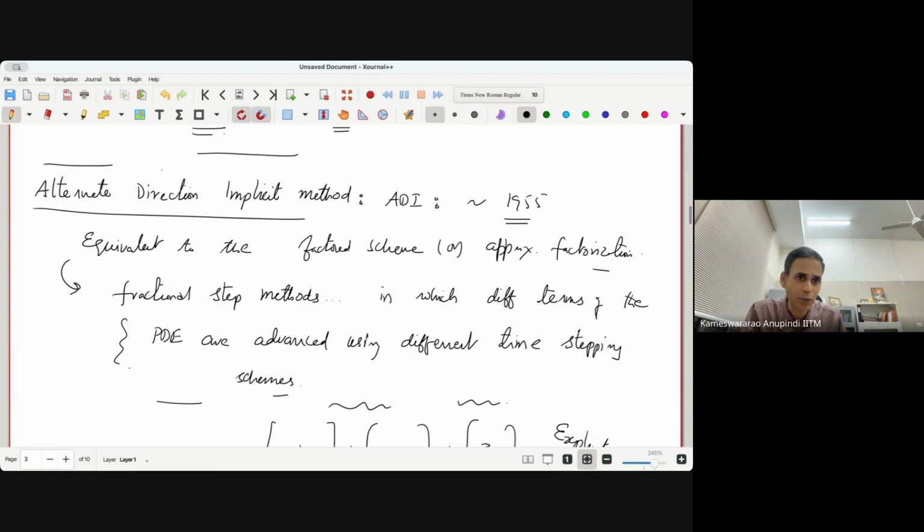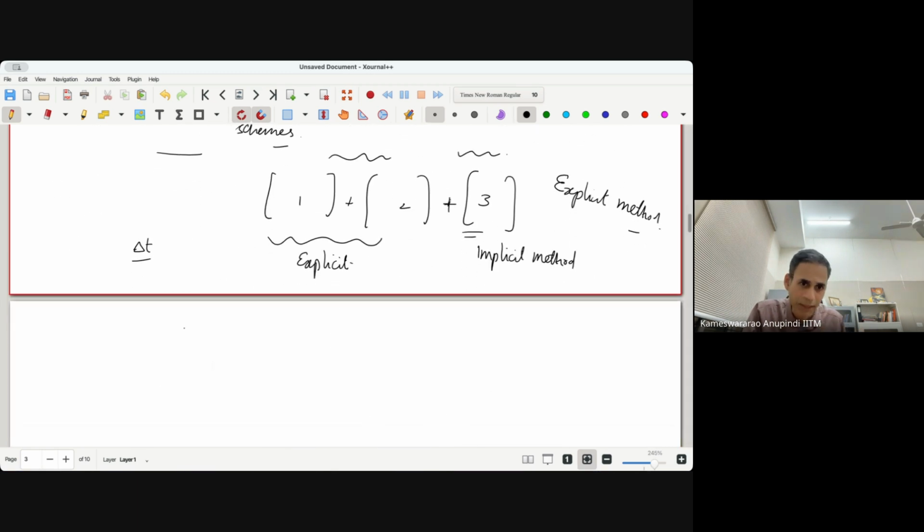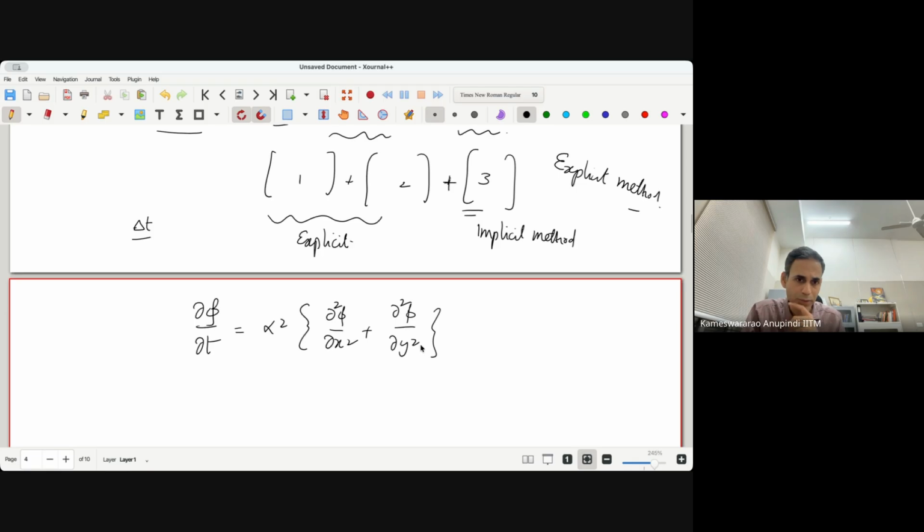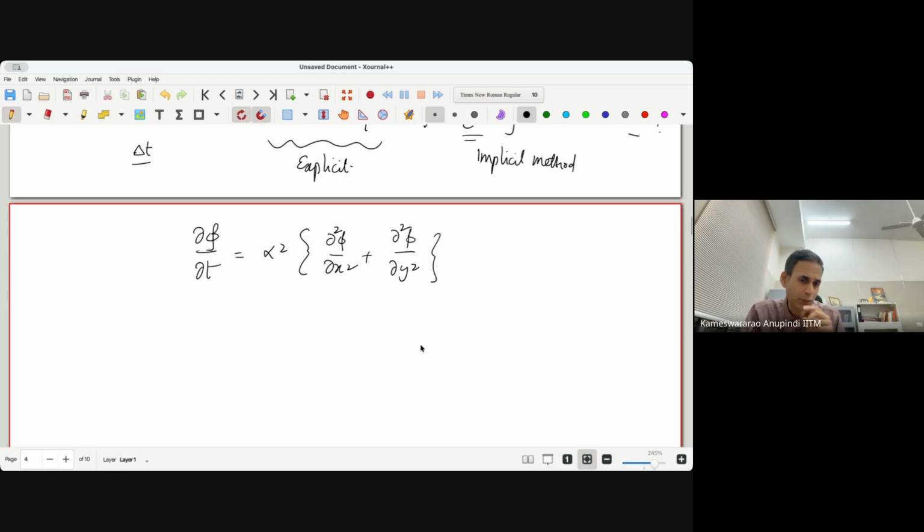As the name suggests, we are going to do an implicit method in a particular direction, and we're going to alternate it. That means in one step we're going to do the implicit method in a certain direction and choose the other direction as explicit, and then after that step is done, in the next step we're going to reverse these roles. We're going to change explicit to implicit, implicit to explicit. So for that, let me go back to this two-dimensional parabolic equation, that is dou phi by dou t equals alpha square times (dou square phi by dou x square plus dou square phi by dou y square). Okay, that's what we have now.